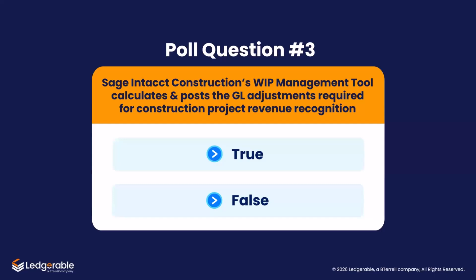So that brings us to another poll question. Remember that you don't have to get the poll question right. You just have to answer it. Sage Intacct Construction's WIP management tool calculates and posts the GL adjustments required for construction project revenue recognition. True or false? I'll give you another 10 seconds or so to get that. And I'll bet you've gotten it right.